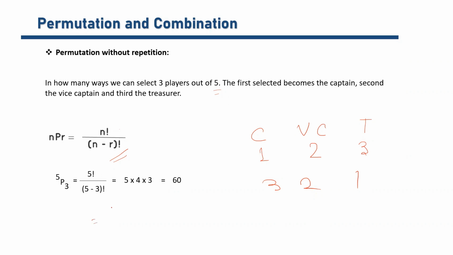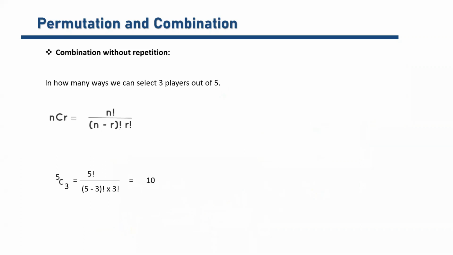So if I do this for you, 5 factorial by 2 factorial, which is 5 into 4 into 3 into 2 into 1 by 2 into 1. So 2 gone, you have 60. Right? So there are 60 permutations in which you can select 3 players out of 5, provided that the first one becomes captain, second vice captain, and third is treasurer.